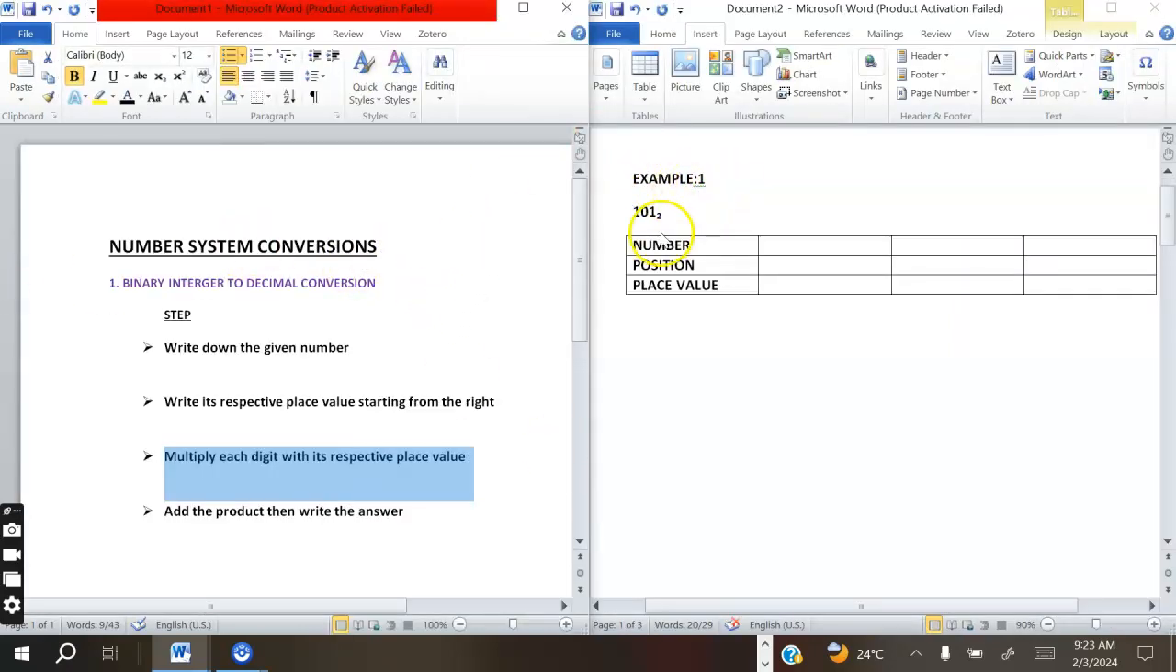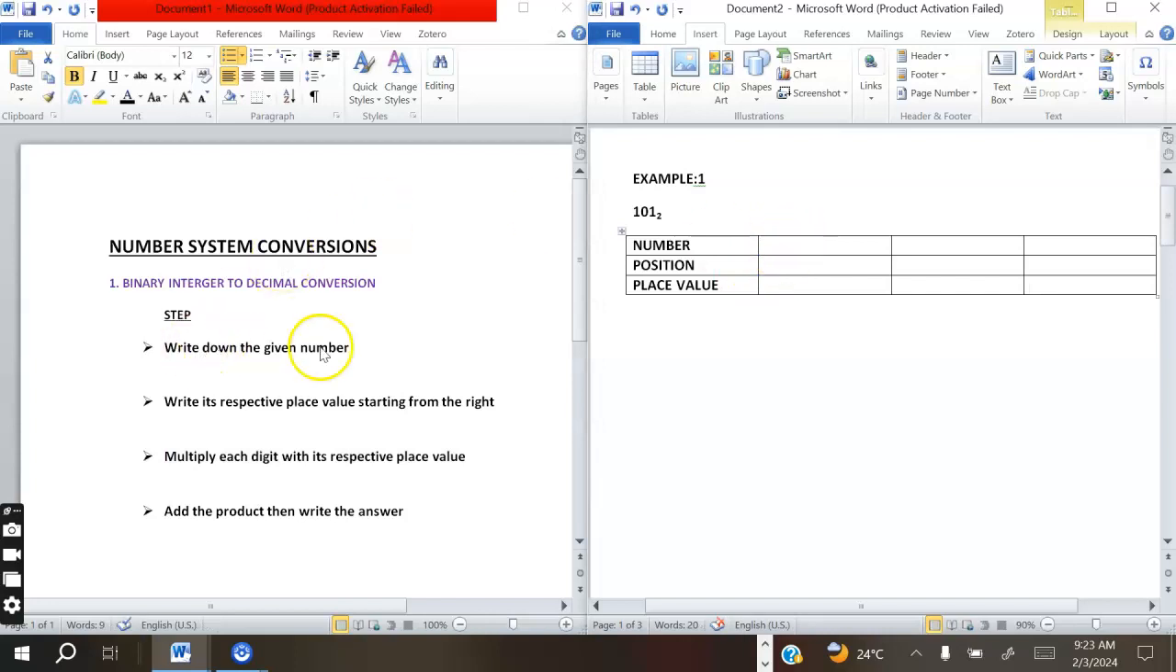Example number 1, we have the binary number 101 base 2. Remember, a binary number is supposed to have two digits, that is 1 and 0. And it should always have a base 2. Why does it have a base 2? Because it has two digits, that is 1 and 0.